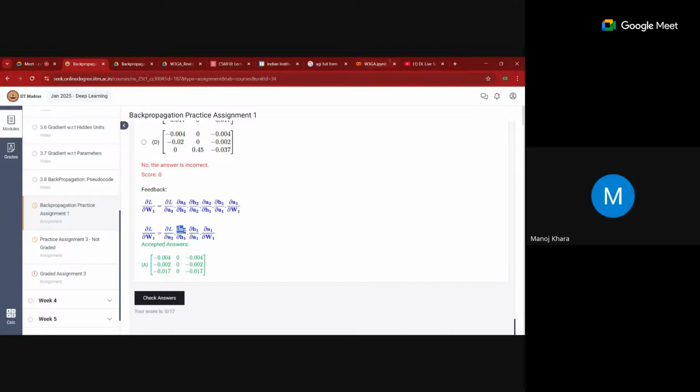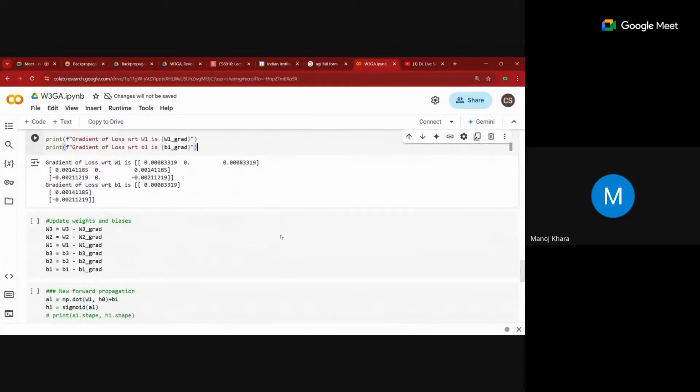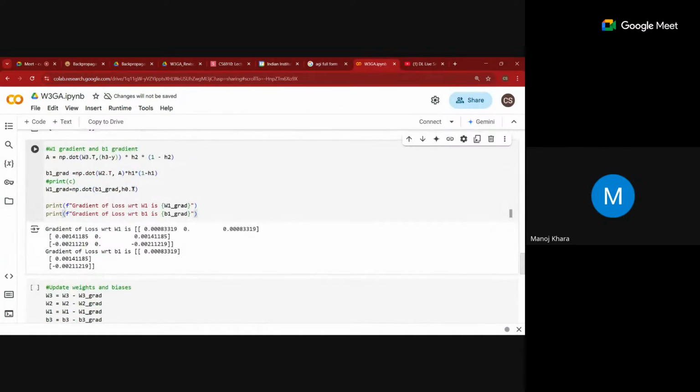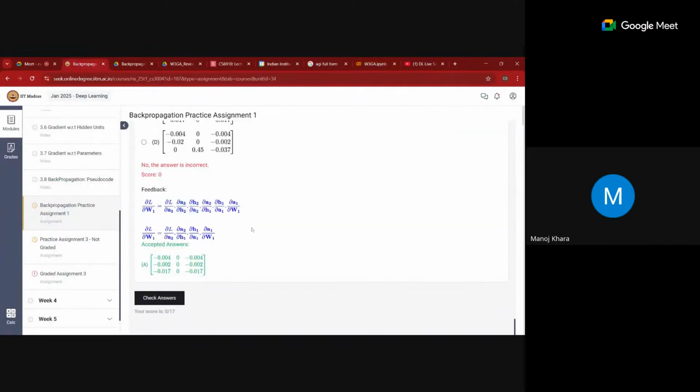Solve this, and then don't look at the code. If you can't understand the code, that's okay. I'm not saying that you should understand it, but understand this part. If you understand this part, then the other things you will understand automatically.